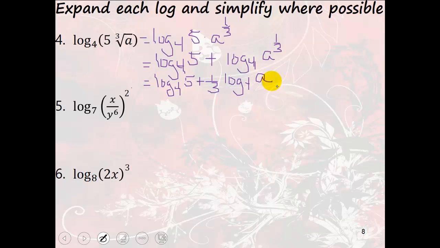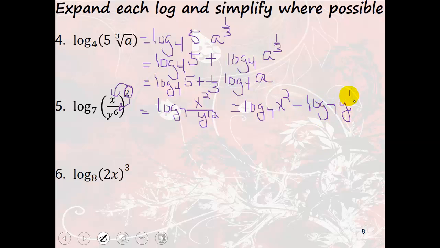On number 5, I'm going to apply this exponent first, before I split, and I get log base 7 of x squared over y to the 12th. Now I'm going to use my quotient property, and I'm going to get log base 7 of x squared minus log base 7 of y to the 12th. And now I'm going to apply my power property, and I'm going to get 2 times log base 7 of x minus 12 times log base 7 of y. And now I'm done.